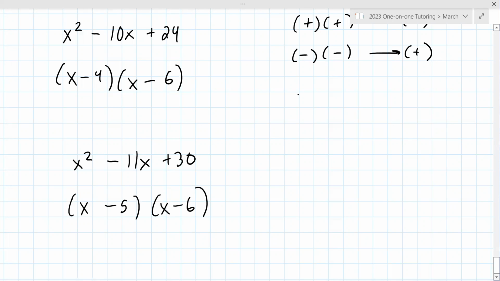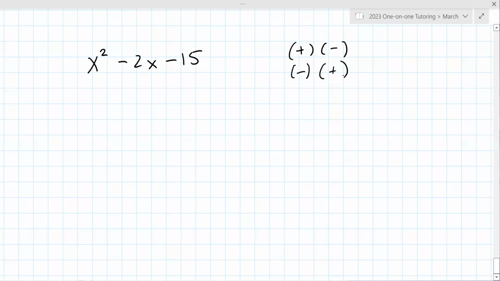All right. Great. So the very last case here, and this is the absolute hardest of them all, is a problem like this. It'll be like x squared minus 2x minus 15. So to get to a negative number, you're multiplying one positive and one negative, or one negative and one positive. And this is the hardest one, because you have to get the signs right. You can't be off by the signage here.